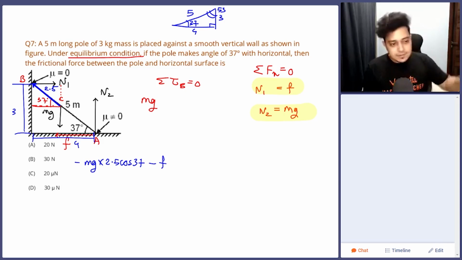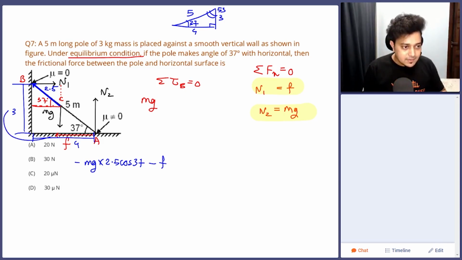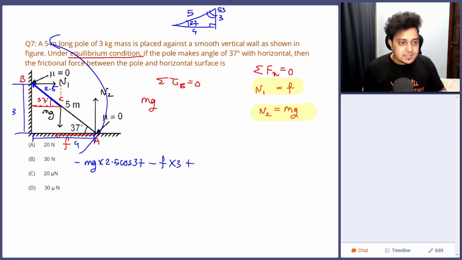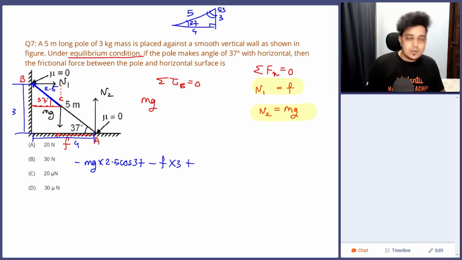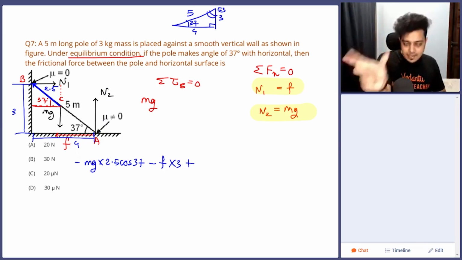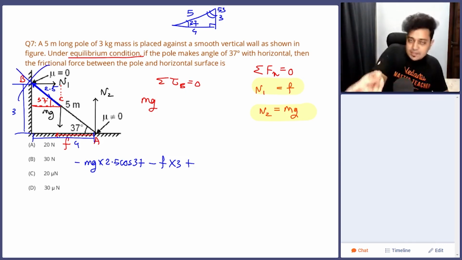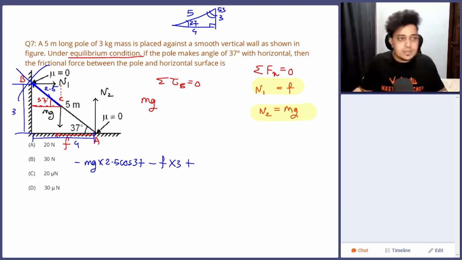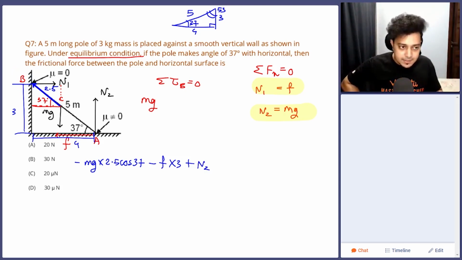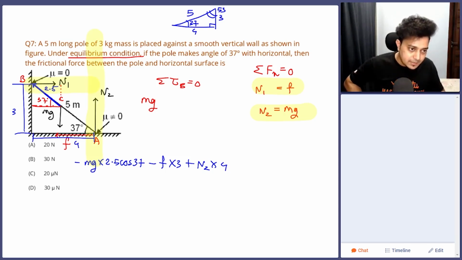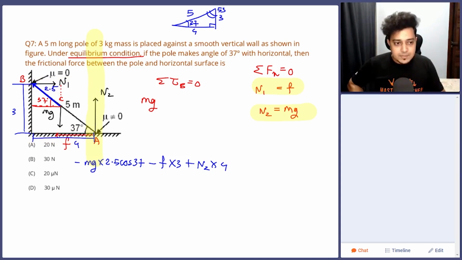So that geometry will be useful here. The friction force F is also producing clockwise torque, so negative. For the friction force the perpendicular distance is 3. Then which force is remaining? N2 is remaining. So N2 will produce torque in this direction. If you're getting confused with the direction of torque, just keep the thumb of your right hand at point B and move your index finger in the direction of force. If I keep my thumb here and move the index finger in the direction of N2, upward, it is going anti-clockwise, so that will be positive. So the force is N2 into perpendicular distance, which is 4. For this force N2, the perpendicular distance is this line, 4 meter. Okay, that's all.